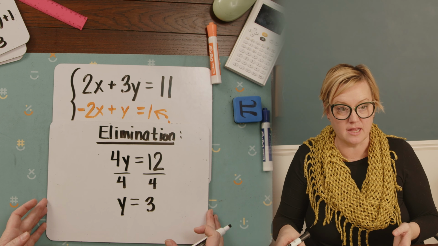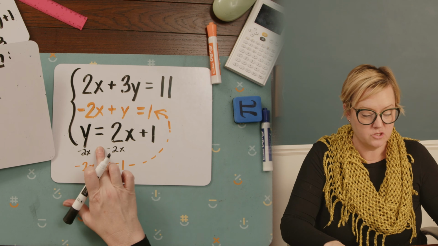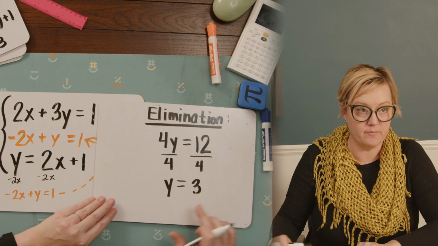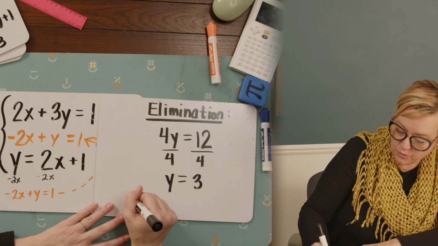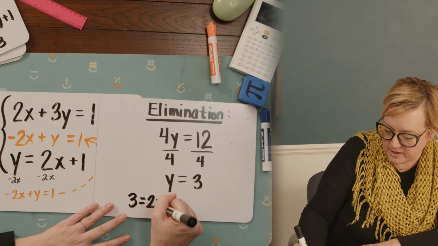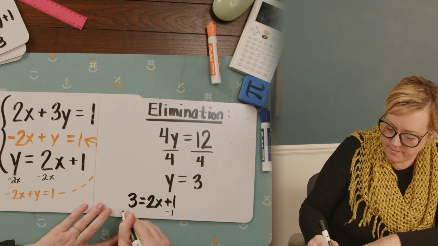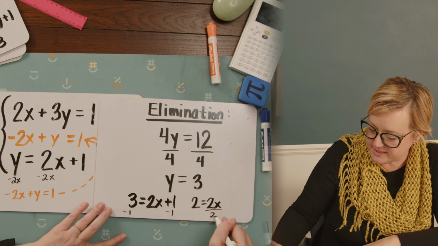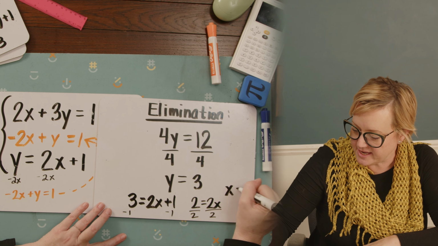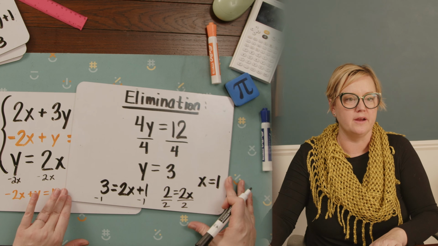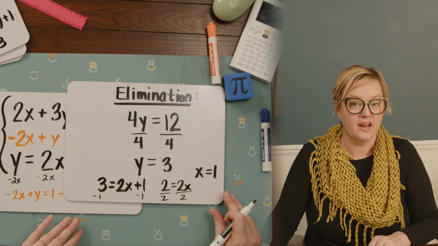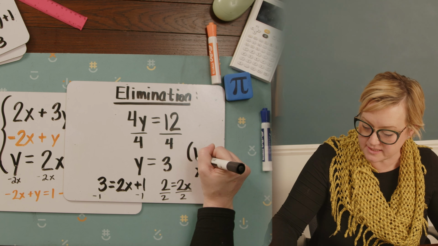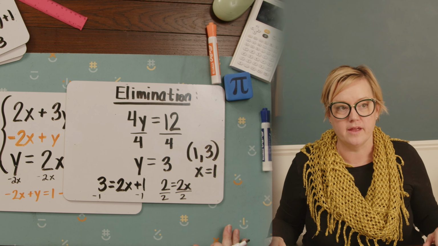Now I just need to substitute that into y equals 2x plus 1, right? So y equals 2x plus 1, but y also equals 3. So 3 equals 2x plus 1. Minus 1, minus 1. So I have 2 equals 2x. Divided by 2, divided by 2. So x equals 1. That confirms what we already figured out with substitution, which is that our system of equations intersects at (1, 3).